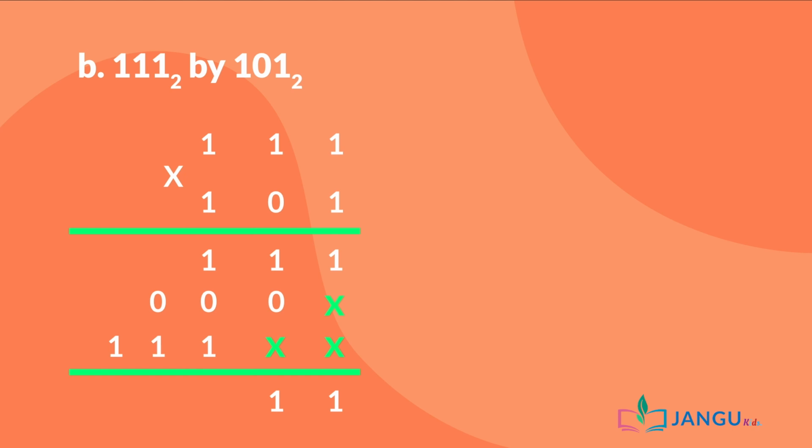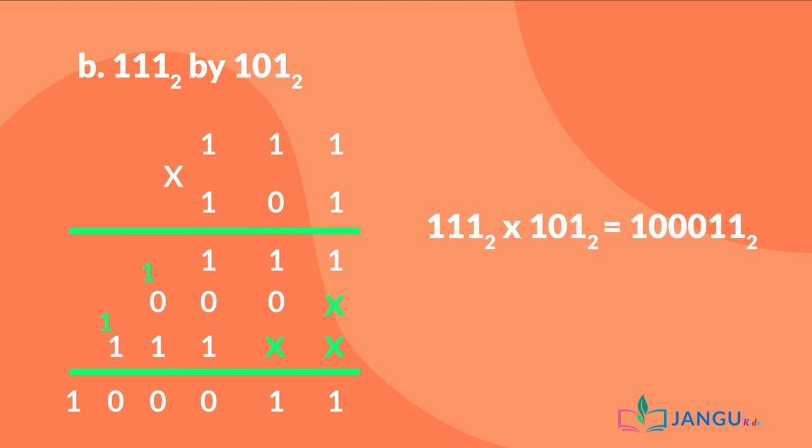1 plus 0 plus 1 is 10. We write down 0 and carry 1. 0 plus 1 plus the 1 we carried over gives us 10. We write down 0 and carry 1. 1 plus 1 is 10. We write down 10. Therefore, 111 base 2 times 101 base 2 is 10011 base 2.